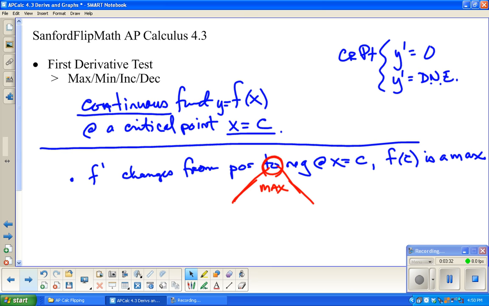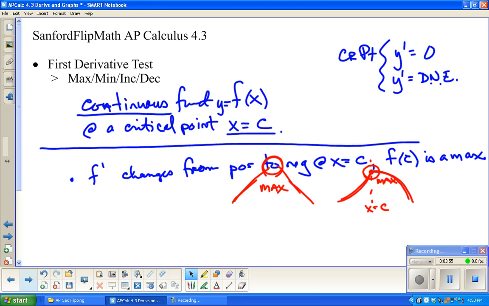That's the first part of the first derivative test. Keep in mind too that this could have been at a spot where the derivative didn't exist. If this is at x equals c, the derivative is still positive and then negative, and this is still a maximum.